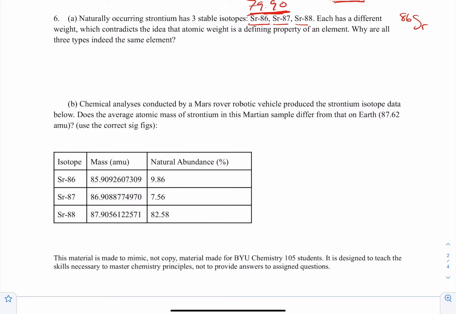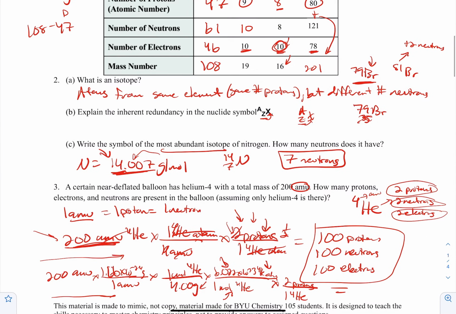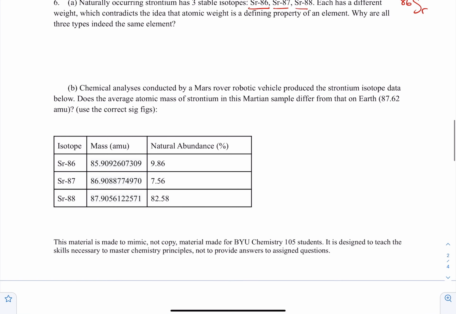Okay, remember back in number 2 here, we said, what is an isotope? An isotope is atoms from the same element but with a different number of neutrons, right? So that means that neutron count is not a defining property of an element. And in fact, atomic weight, by definition then, because atomic weight includes the number of neutrons, is actually not a defining property of an element. This is actually a false idea. They've kind of tricked you here, okay? And so they are indeed the same element.